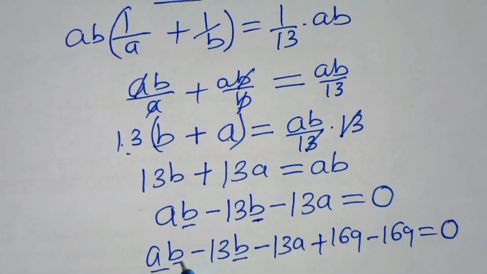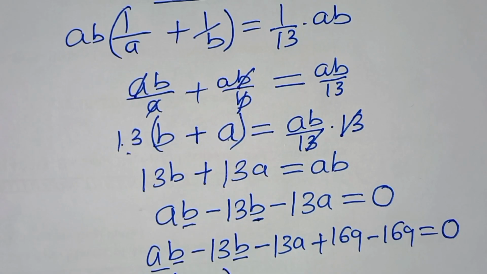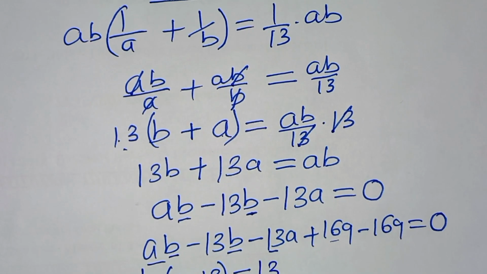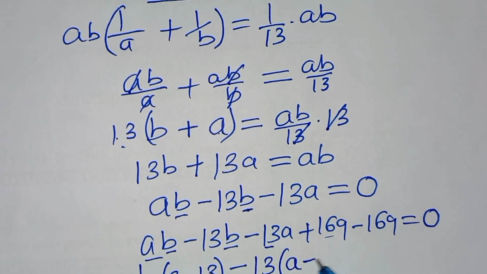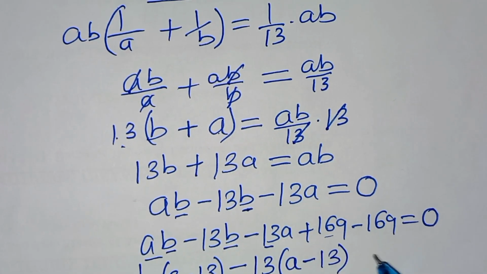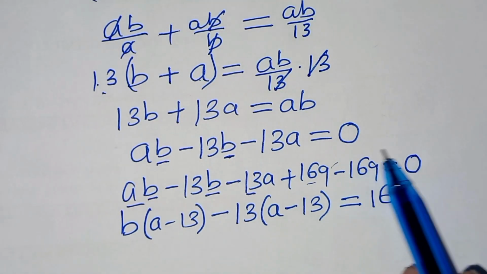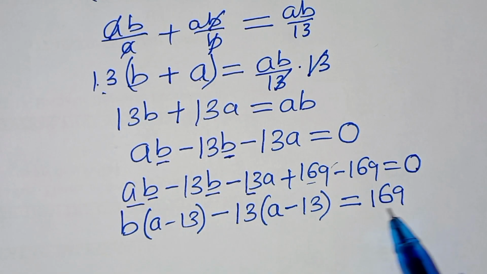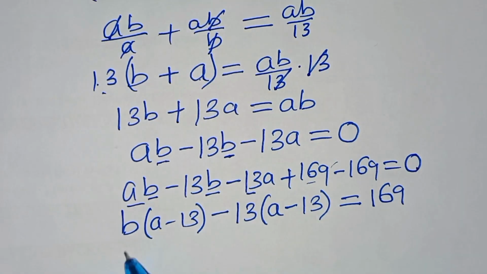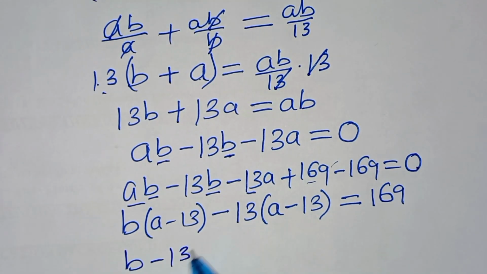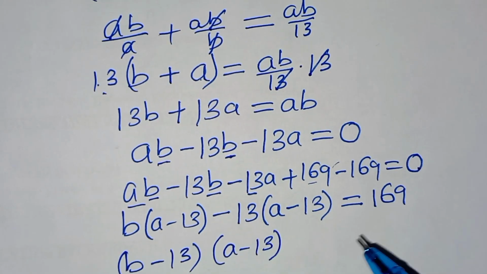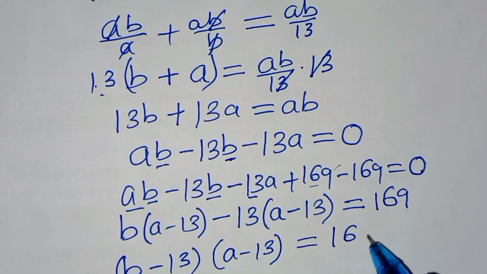So here b is common. We factor out b, so this is a minus 13. Minus 13 is common here, so we have minus 13 times a minus 13, equal to negative 169. Taking it to the right-hand side, this becomes positive 169. So we have b minus 13 times a minus 13 equal to 169.